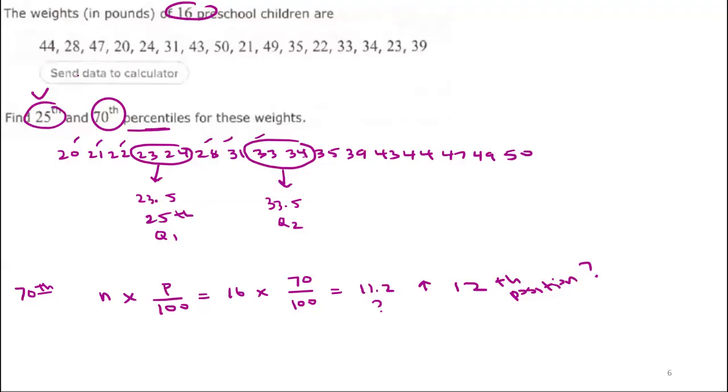All right, so when we count, we count from left to right. So 20 will be number 1, 21 will be number 2, 22 will be number 3, so on and so forth. And we find out that 43 is going to be the 12th position. All right, and this will be the 70th percentile.